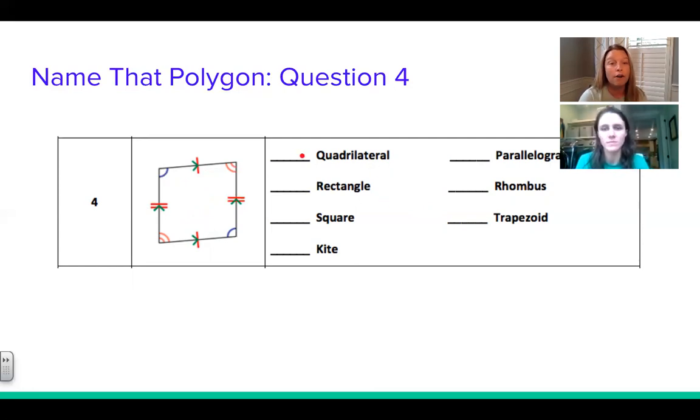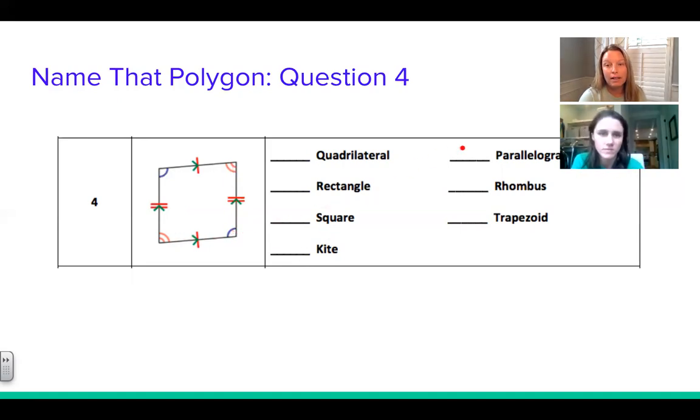So if I start over, is it a quadrilateral? It has 4 sides, 4 angles, so yes. It is not a rectangle, it is not a square because it doesn't have 90-degree angles. It is not a kite because these sides that are side by side, the adjacent sides, are not congruent.